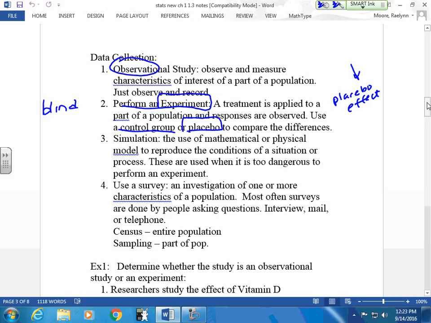So you don't want any influence other than what you're giving them. A simulation is another way to collect information to run your study. A simulation you would use if something's not safe to give somebody, if it's too dangerous to perform this experiment.